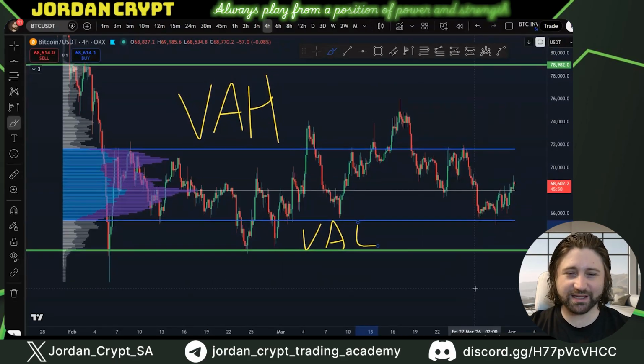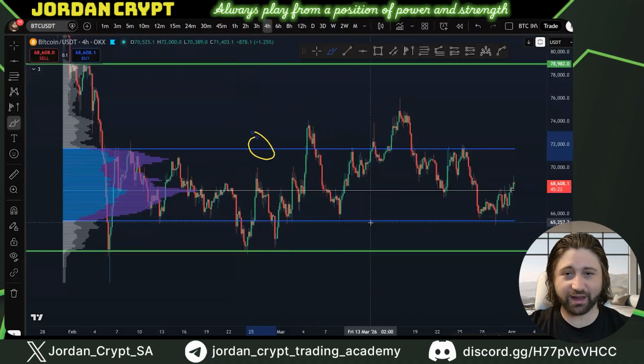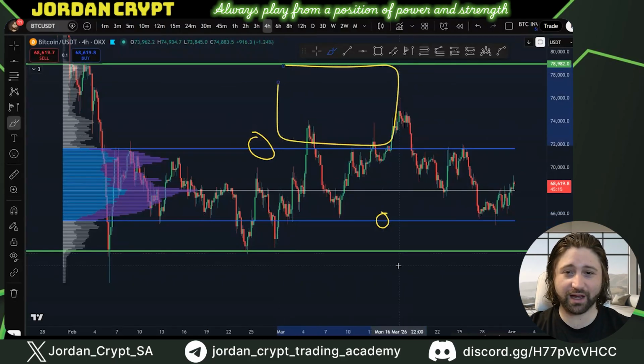The idea here is that yes, every range will break, but Bitcoin and crypto in general does seem to get stuck within ranges. And you want to be able to trade those ranges from support to resistance multiple times before the range breaks. So anywhere above this blue line is your value area high, anywhere below this blue line is your value area low. You are looking to take your shorts from within the value area high and your longs from within the value area low.